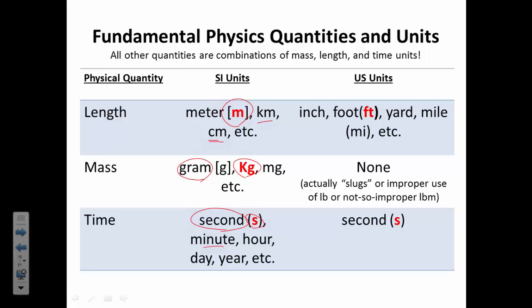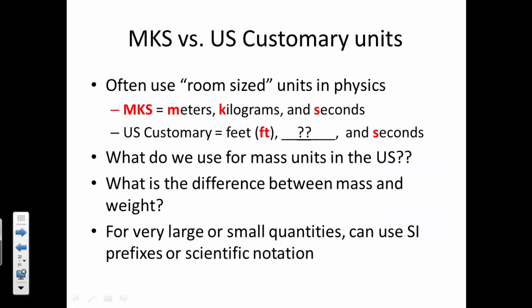For our U.S. equivalents, the rough equivalent to a meter is a foot. You could say it's a yard as well, but we kind of use feet in physics, not yards. We don't really use mass units in our U.S. customary system. And our time units that we would use are just like the metric system. Everybody uses seconds, minutes, hours, etc. We tend to use seconds in physics.